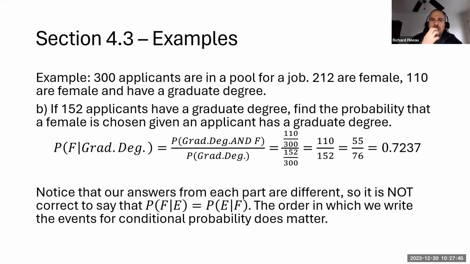And what you should notice is that the probabilities here are different. So it is not correct to assume that the probability of F given E is the same as the probability of E given F. That is not correct to say that they are equal. So the order in which we write these events for conditional probability does in fact matter. So we have to exercise some care with this.